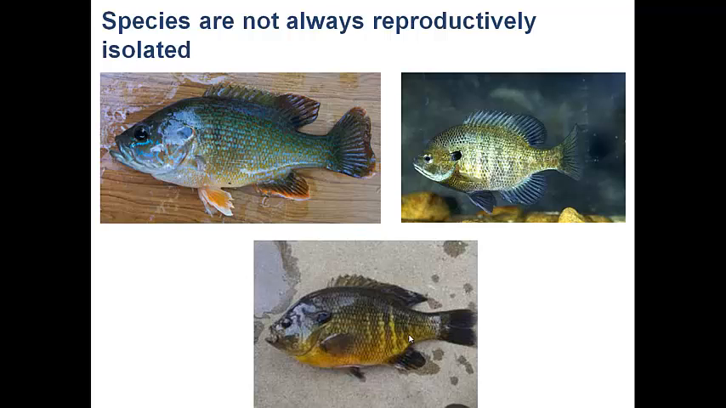So what does this mean? Well, this means that the biological species concept, even though it's the simplest way to define a species, doesn't always work. Unfortunately, the natural world doesn't always conform to our rules, and we have to look at things carefully. Everyone would agree that green sunfish and bluegill are indeed different species, but the fact remains they can produce reproductively viable offspring.